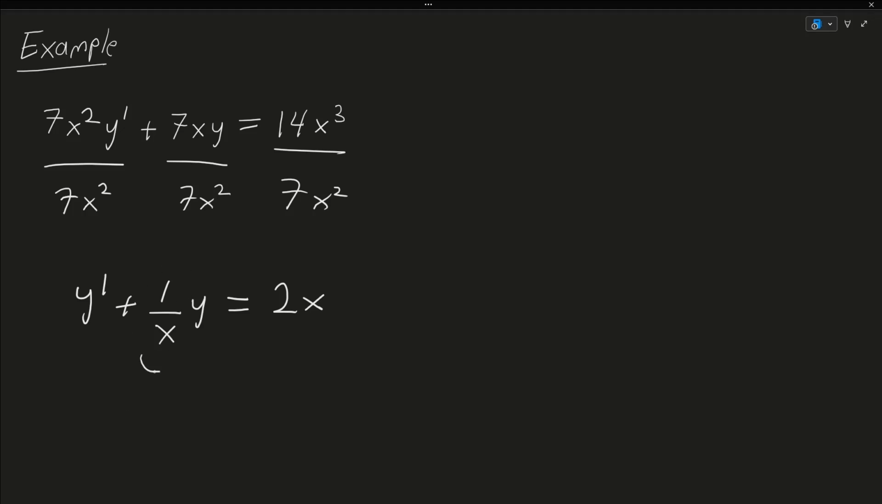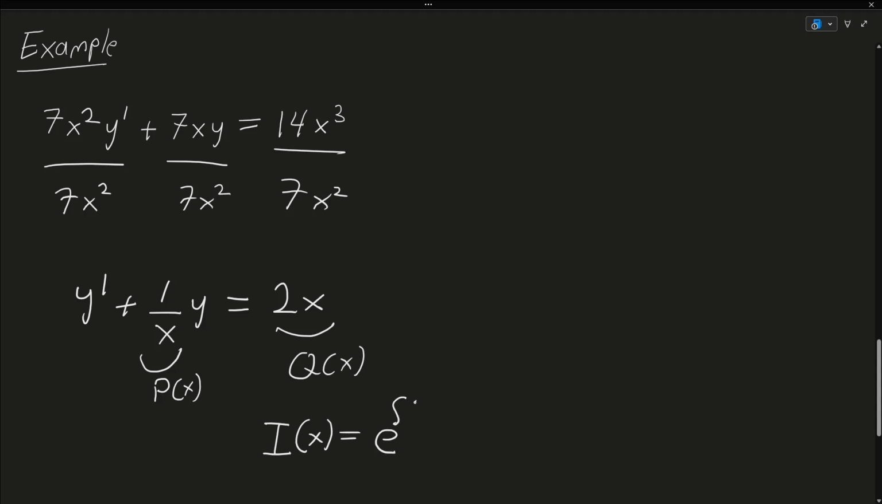Now, since we have gathered our differential equation in standard form, we are able to classify this 1 over x term as p of x. Let's call this p of x, and this could be called q of x. Well, now that we have our p of x, we must find our integrating factor. So the integrating factor is e to the integral of p of x dx.